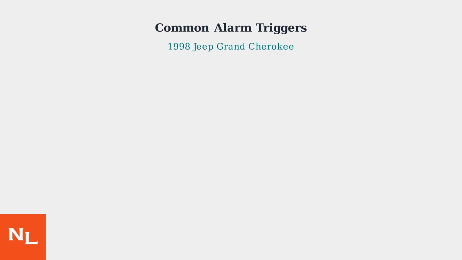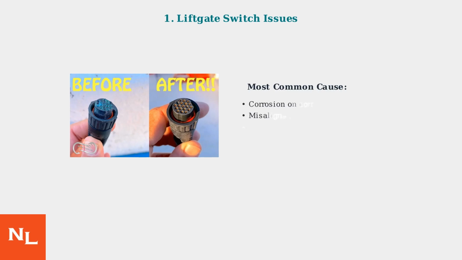Random alarm activation in your 1998 Jeep Grand Cherokee is a common frustration. Four main components typically cause these false alarms, and we'll show you how to identify and address each one. The liftgate switch is the most common culprit, responsible for about 35% of alarm issues.